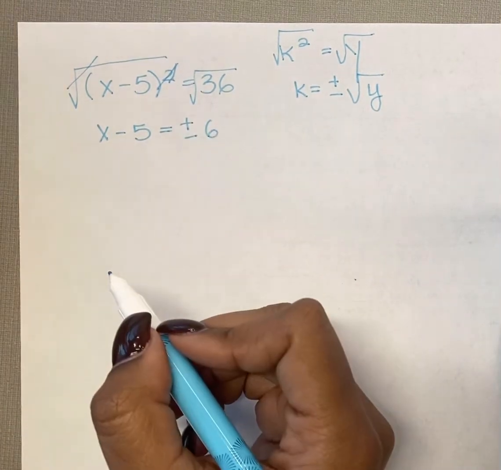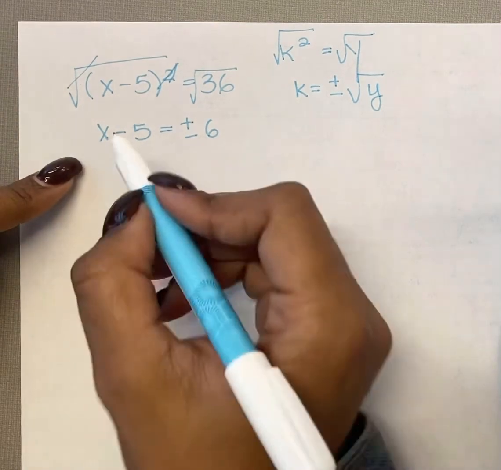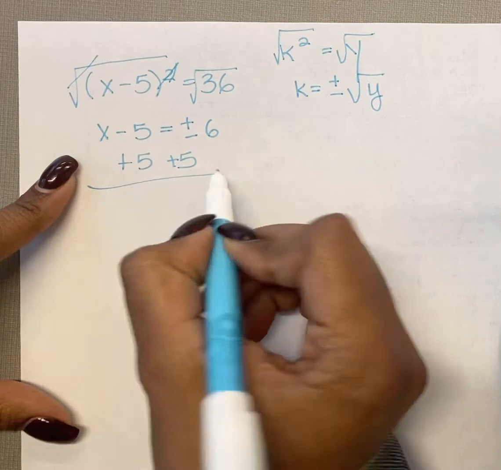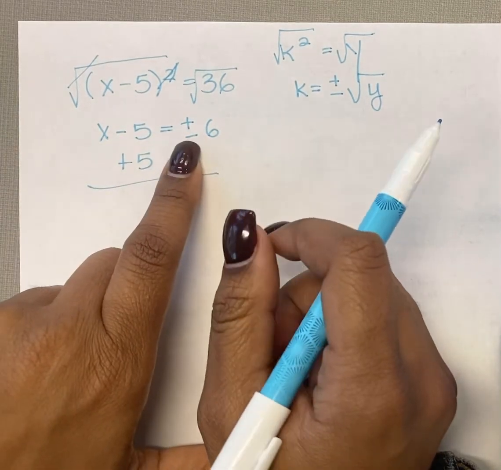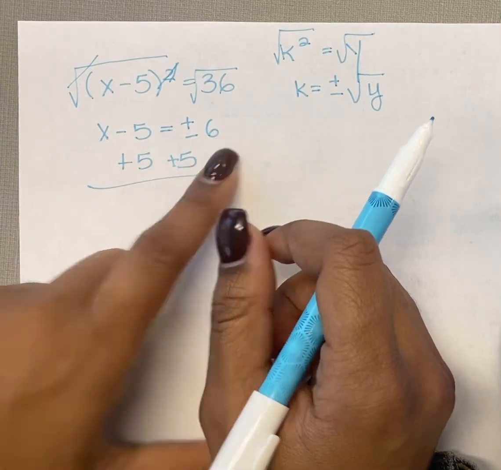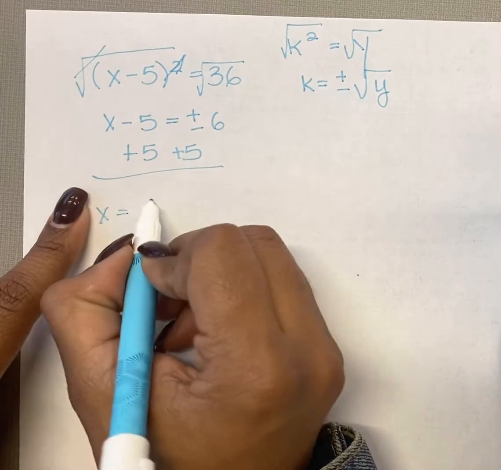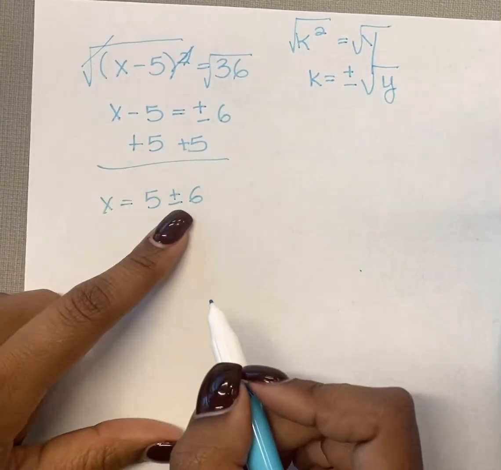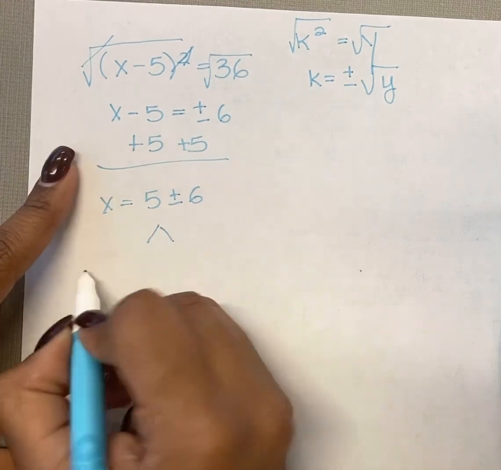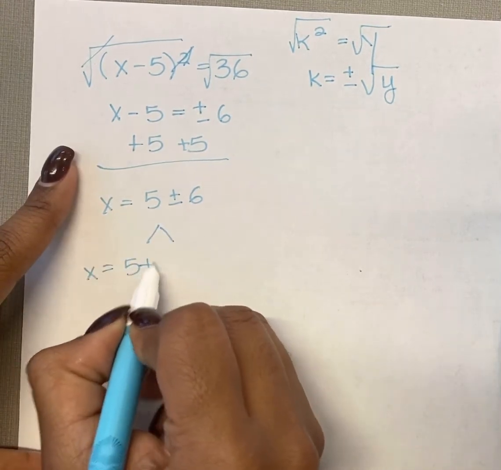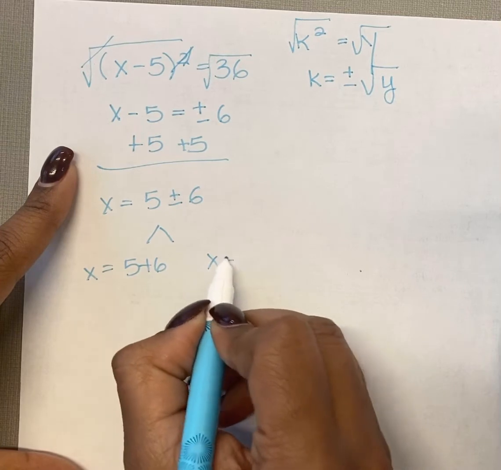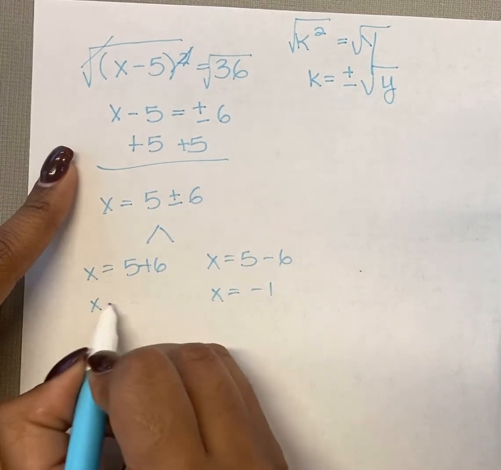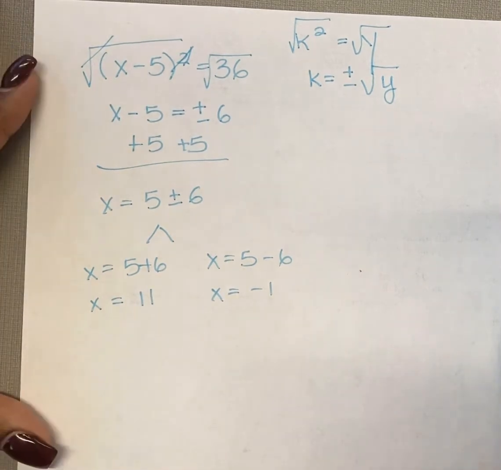My goal is to solve for x. And so I want to get x by itself. I need to move this 5 by adding 5 to both sides. And just a little key is this plus or minus stays with the 6. And so I'm going to rewrite this as 5 plus or minus 6. And so we know that that plus or minus breaks down into 5 + 6 and 5 - 6. So this is going to give us -1, and this is going to give us 11.